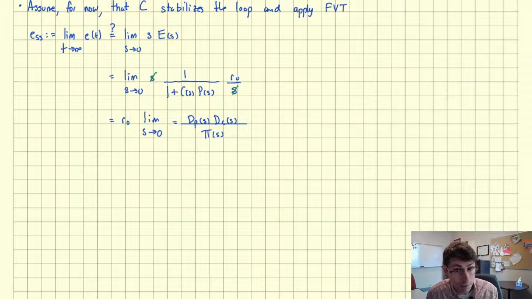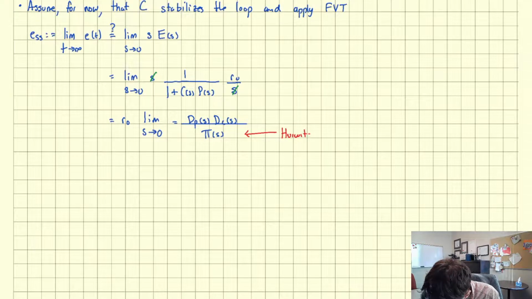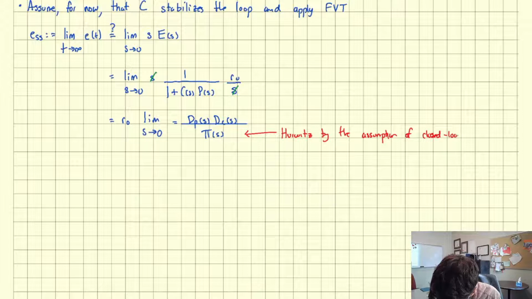Remember we assumed that C stabilized the loop, and we know that the loop is stable if and only if the characteristic polynomial is Hurwitz, i.e. has all its roots with negative real part. So this is Hurwitz by the assumption of closed loop stability. In particular, what that means is that I can get rid of this question mark. Indeed, the final value theorem did work in this case.